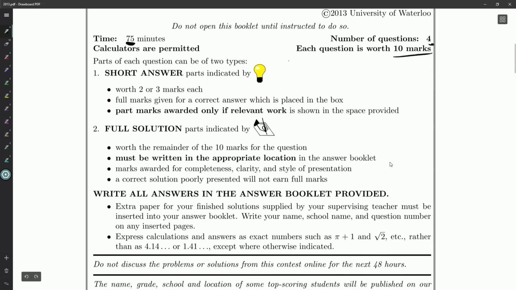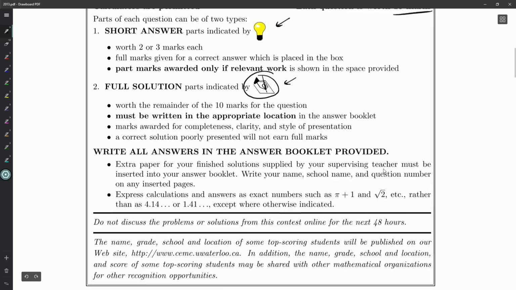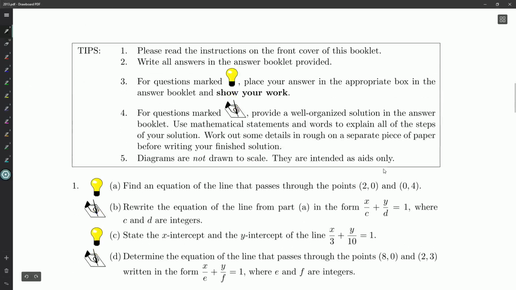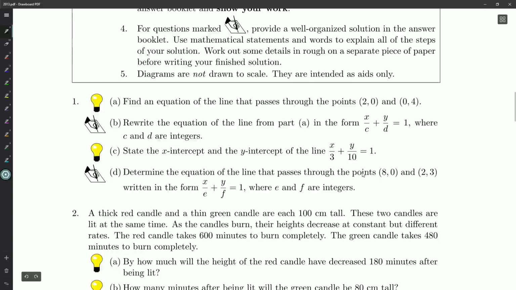Other things to note, there are 2 types of question, the light bulb and the written answer questions. Light bulb, you just need the final answer. And the written solution one, indicated by the hand with pen to paper, you have to justify everything, you have to explain everything that you use. I'll let you read through those instructions if you would like to, but we're going to get into question number 1 in this video, which we can see has 4 parts, 2 light bulbs and 2 written parts.